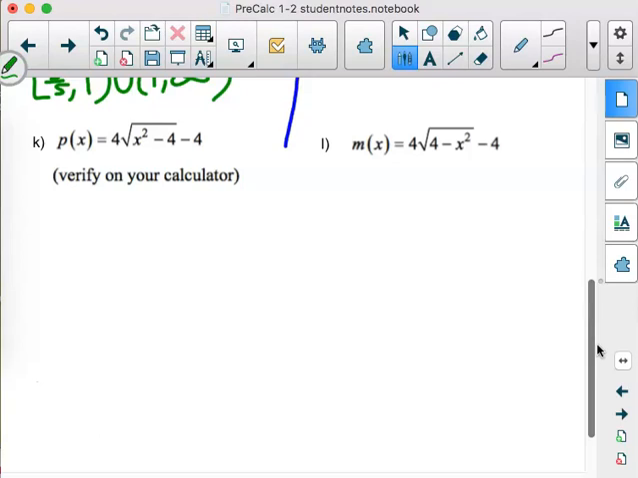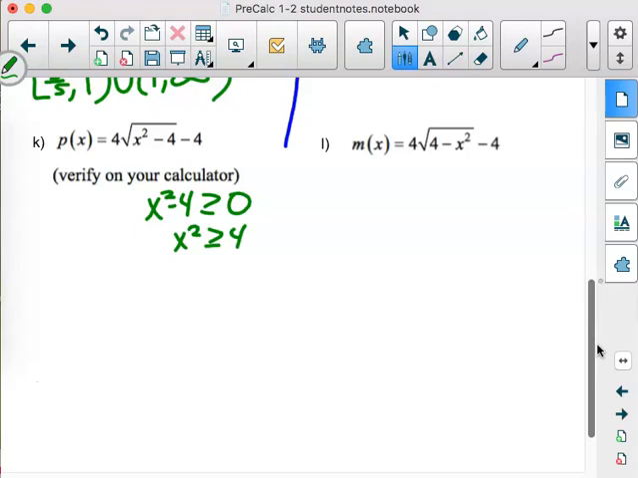Alrighty, we have p of x equals 4... ooh, square root of x squared minus 4. Yikes, there's a lot going on there. Okay, well then, x squared minus 4 is going to have to be greater than or equal to 0. At least there's no denominator, huh? And then I'd have to add 4 to both sides. And then I'd have to take the square root, but this is an inequality. How does that affect this?